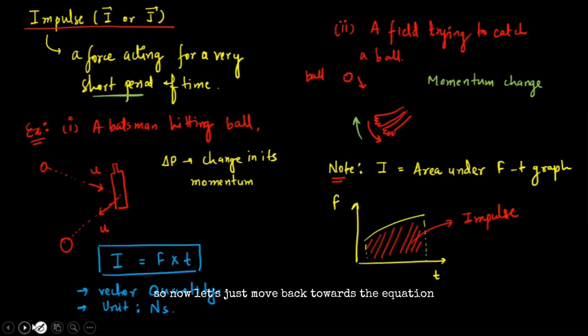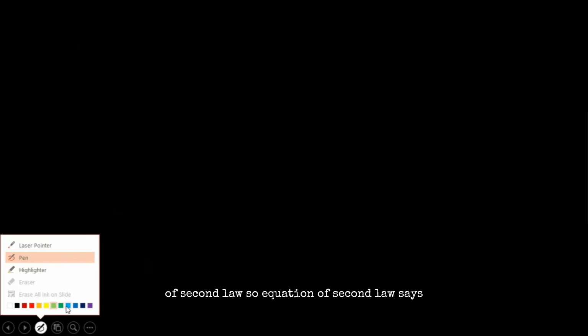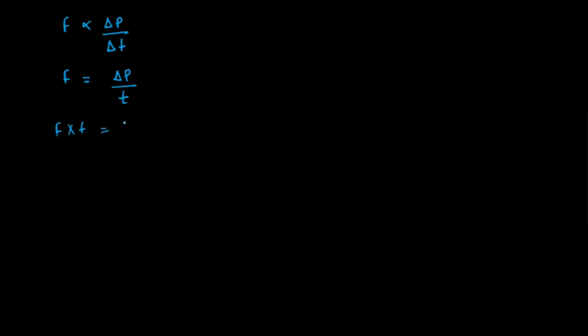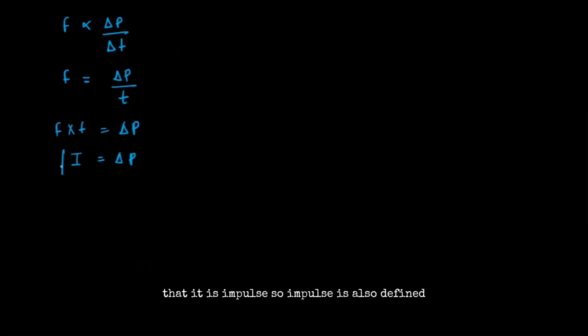So now let's move back towards the equation of the second law. The equation of the second law says that force is directly proportional to the rate of change of momentum. So from here we get that force is directly proportional to delta p by t. If you put this t here, we get that F times T is nothing but delta P. This F times T is something you already understood is impulse. So impulse is also defined as change in momentum. This is also one such thing which we'll be using in so many numericals.